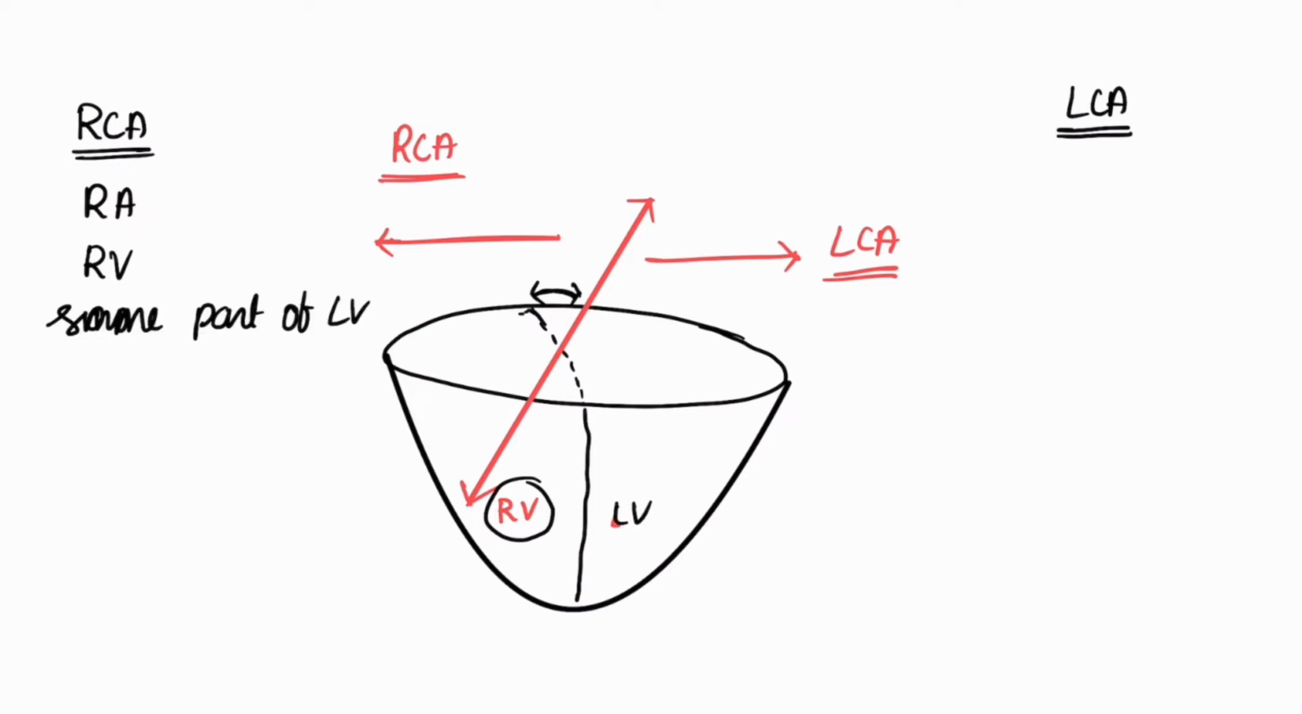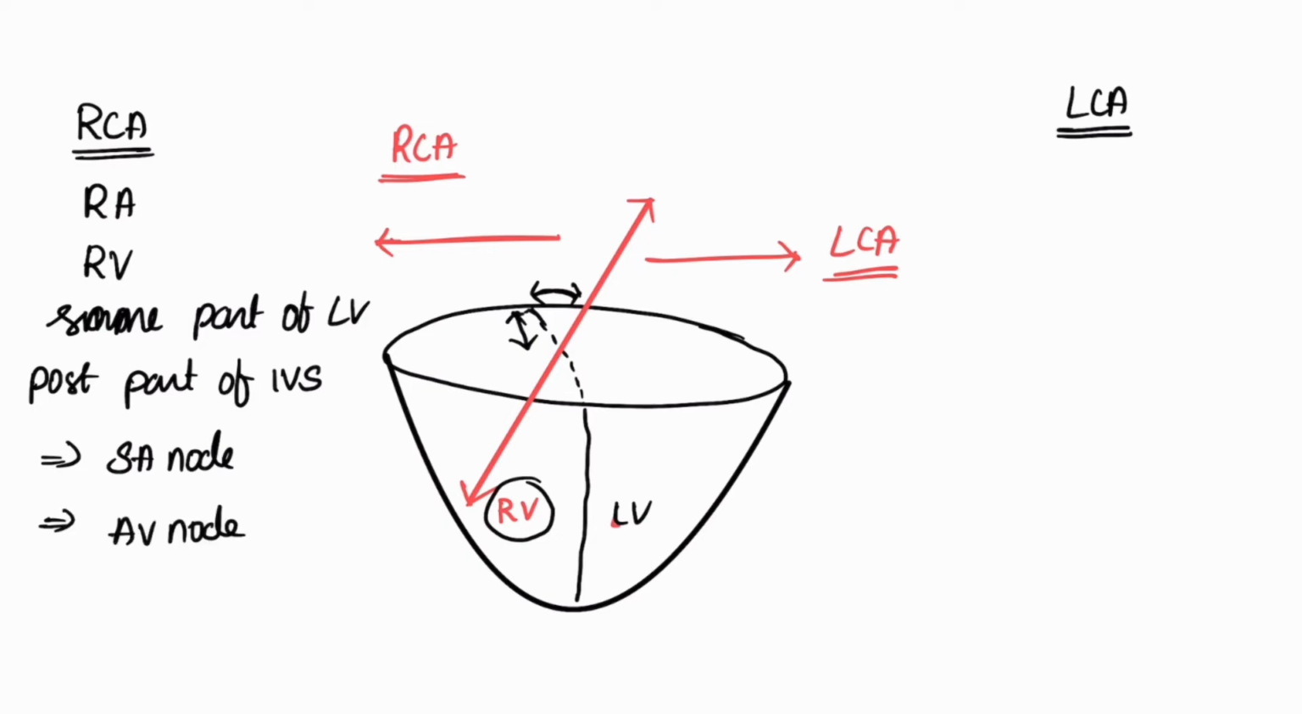This is the interventricular septum here, and some part of it, that means the posterior part of the interventricular septum. As we already saw, it also supplies the SA node and also the AV node.